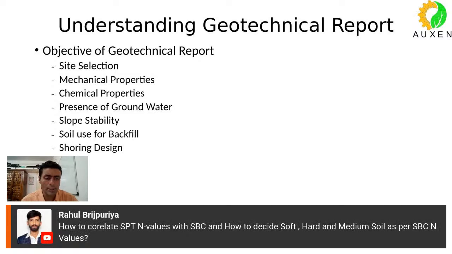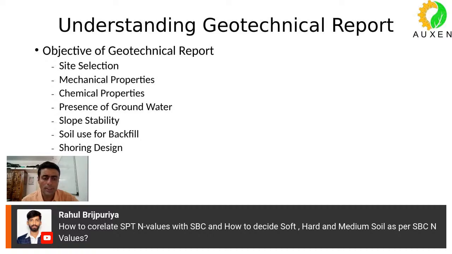Rahul is asking how to correlate the SPT values with bearing capacity and how to decide soft, hard, and medium soil as per the SBC value. The answer to the second part, how to decide soft, hard, and medium soil: if you are asking in relation to IS 1893 Part 1, they have given very clear-cut value ranges for finding out whether your soil is soft, hard, or medium on the basis of SPT values.